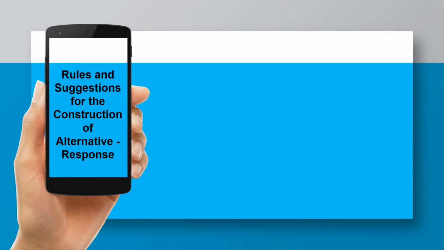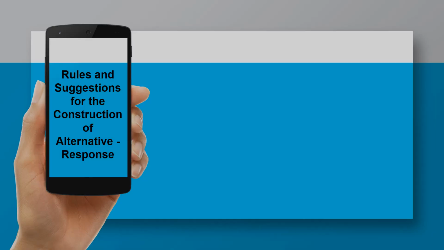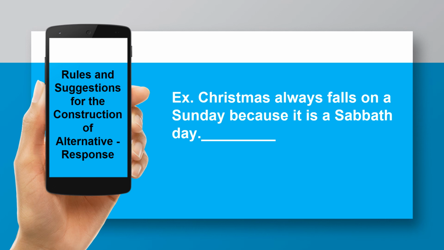2. Avoid using the words always, never, often and other adverbs that tend to be either always true or always false. For example, Christmas always falls on a Sunday because it is a Sabbath day. This is totally false since it does not always happen that Christmas falls on a Sunday.